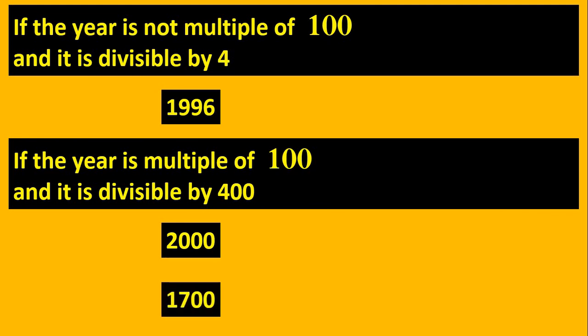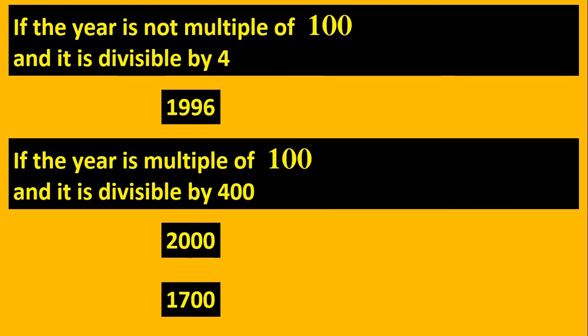And you have to consider year 1700. I want to tell at the beginning of this example, year 1700 is divisible by 4, but keep remember it is not a leap year. That means it is multiple of 100. It is correct. If it is multiple of 100, at the same time it should be able to divide it by 400. But year 1700 cannot be divided by 400. Therefore it is not a leap year.